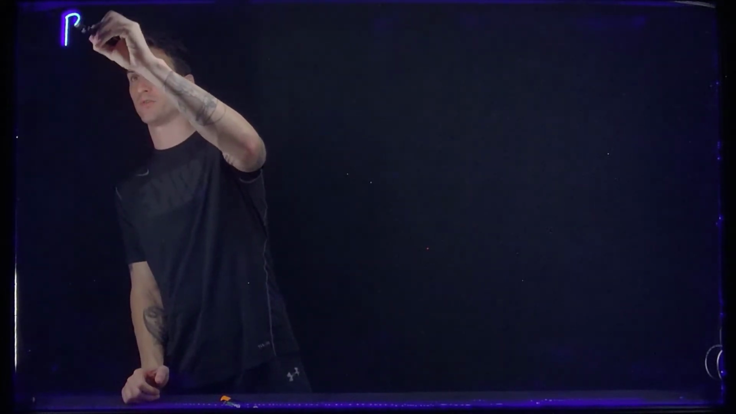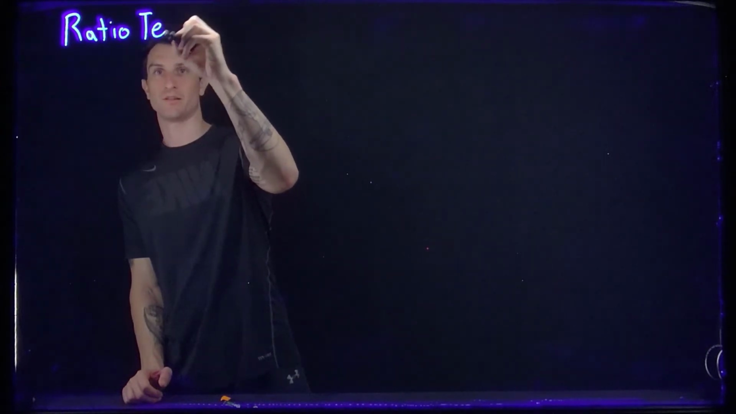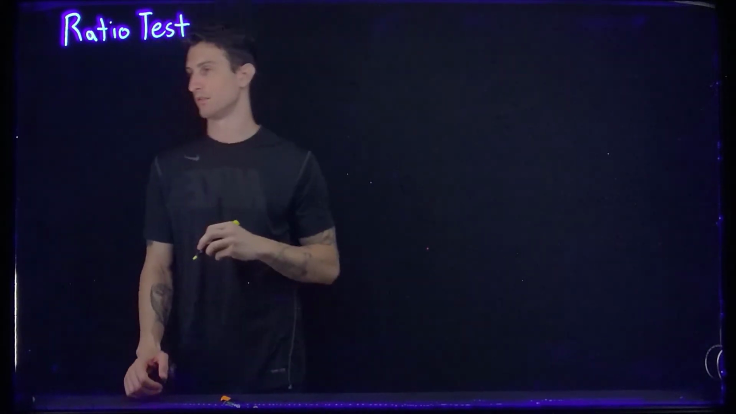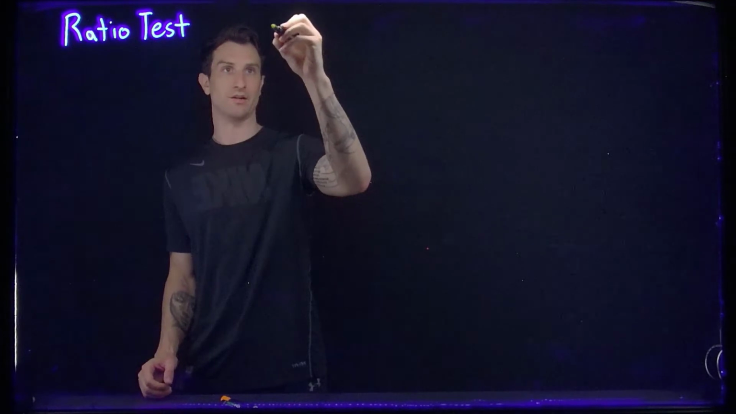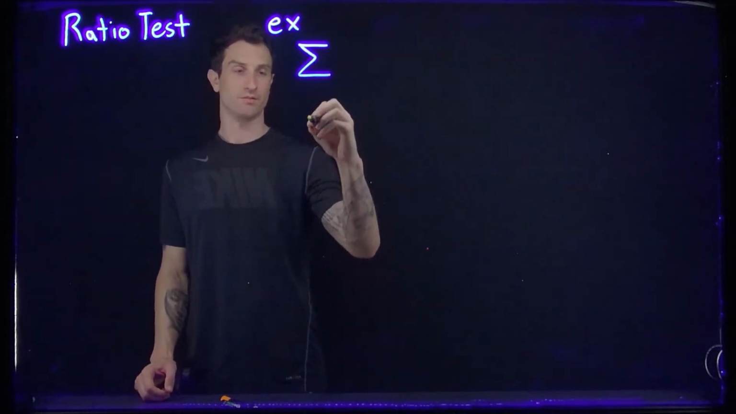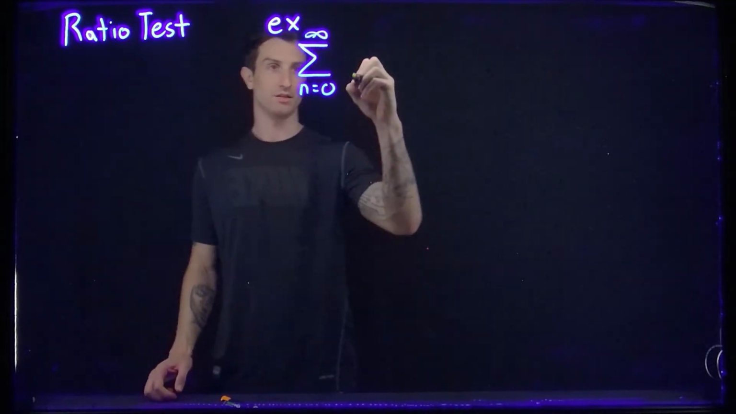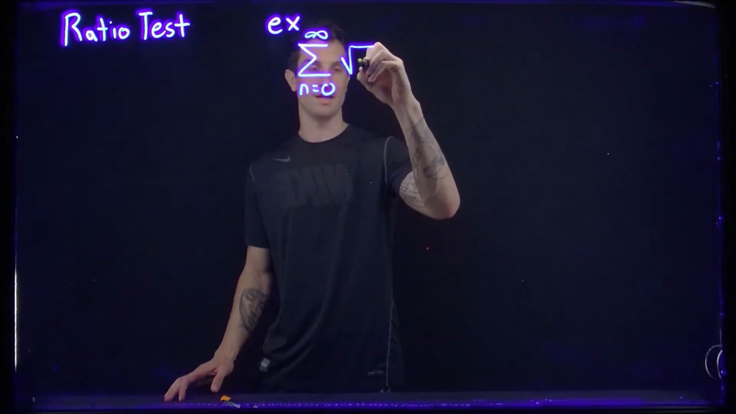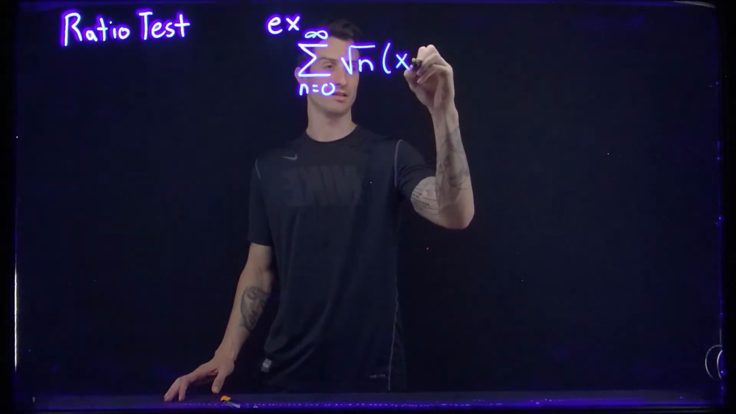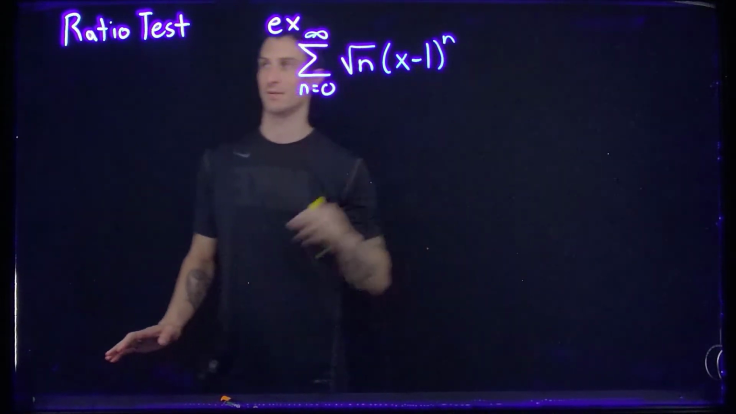Welcome back to the ratio test. So first, before we get into an example, we should know what the ratio test is. So we'll put this on the side. Real quick before I forget, our example is going to be the sum from n equals 0 to infinity of the square root of n times (x minus 1) to the n. So I'll leave the example inside my head.